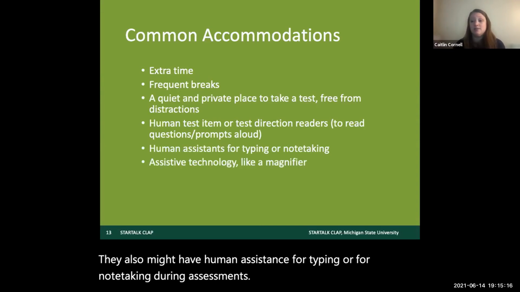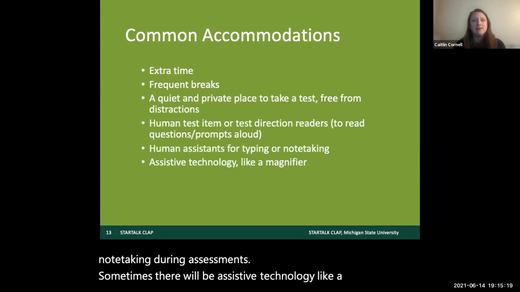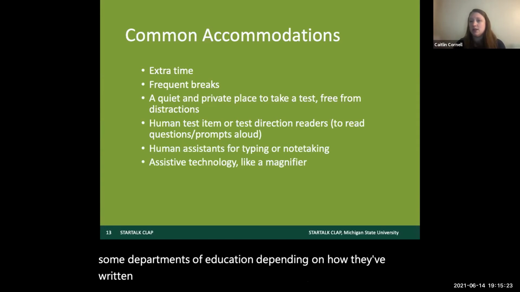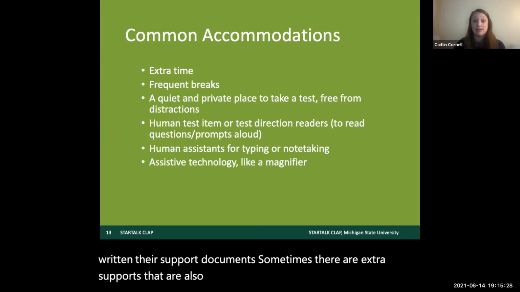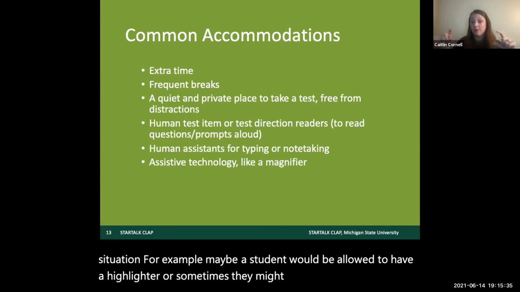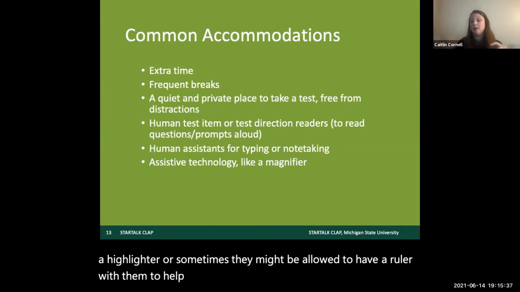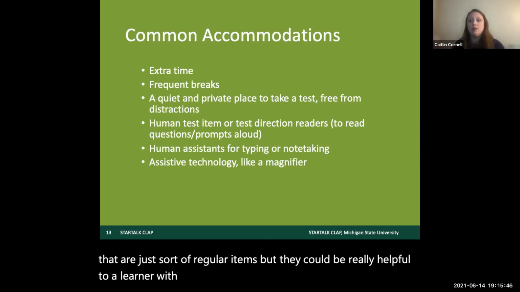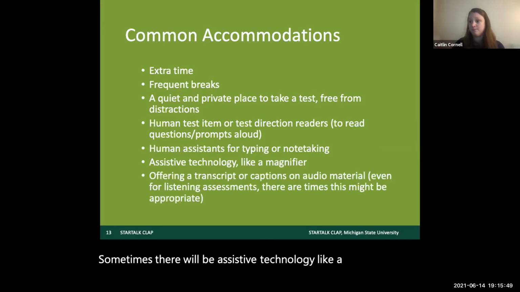Sometimes there will be assistive technology like a magnifier. And in some departments of education, depending on how they've written their support documents, sometimes there are extra supports that are also allowed in a state mandated test situation. For example, maybe a student would be allowed to have a highlighter, or sometimes they might be allowed to have a ruler with them to help them read line by line. So there are other things that are just regular items, but they could be really helpful to a learner with a disability, depending on what the challenge might be for them in test taking.